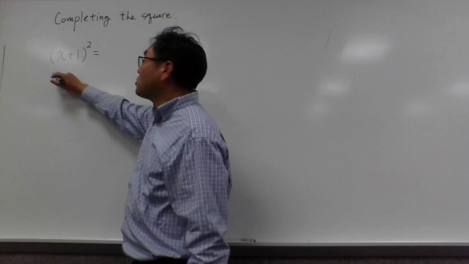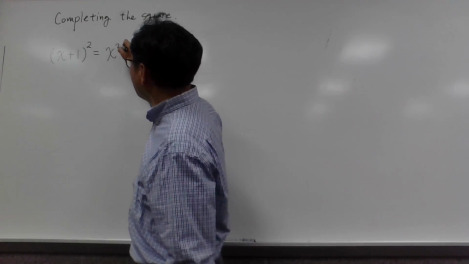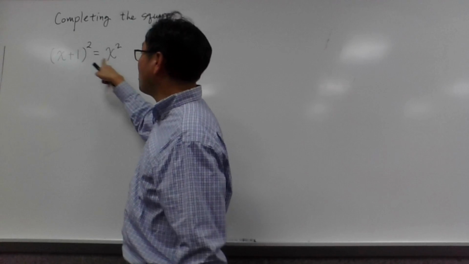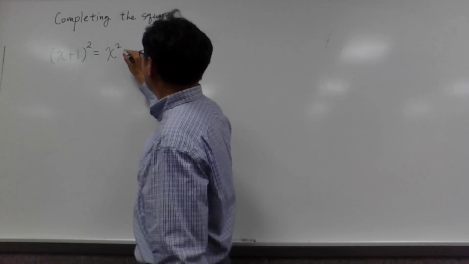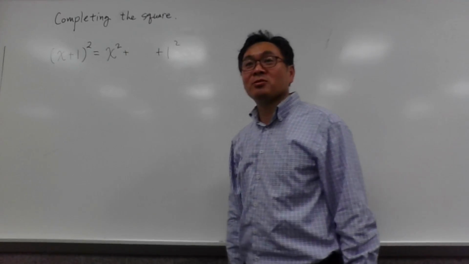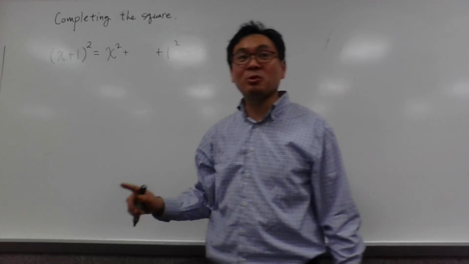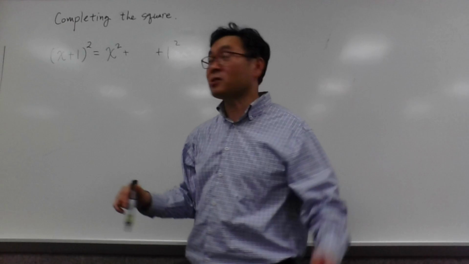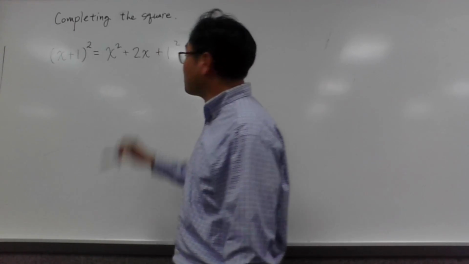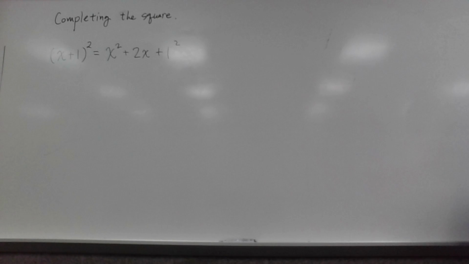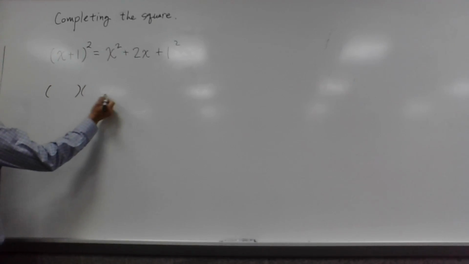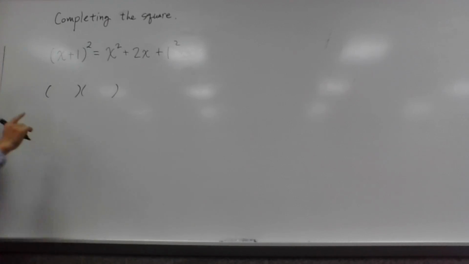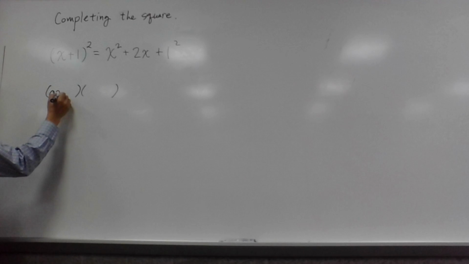If you square x plus 1, you're going to get x squared, and you also get 1 squared. But something else happens. You have one more term. Do you know what this one is? 2x. Very good. So those of you who have a strong algebra foundation will know that there should be a 2x. But those of you who are not so sure where this came from, let me do a brief explanation.